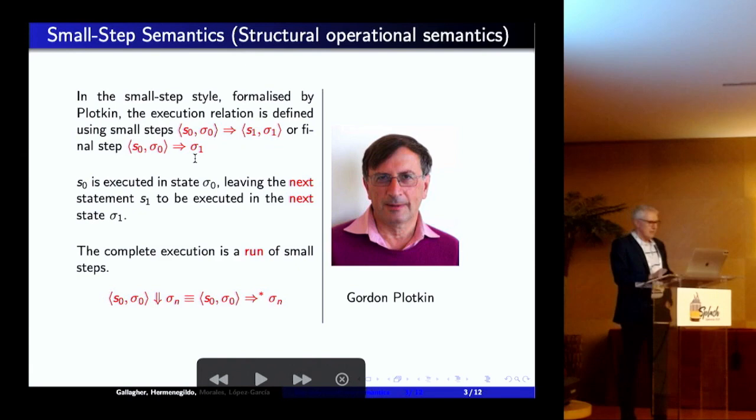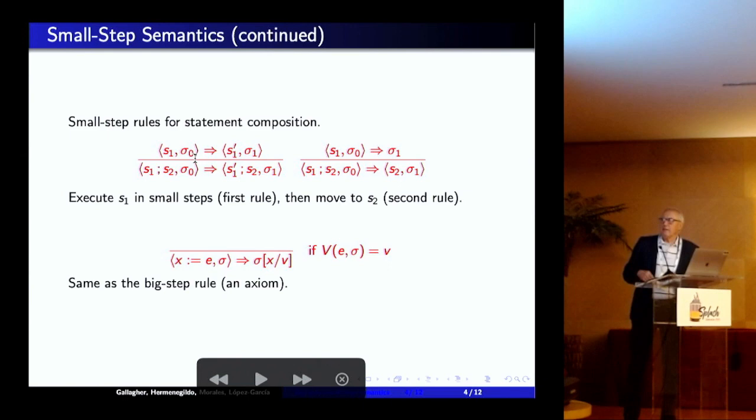To look at statement composition again, we have S1; S2, and the first rule eats away at S1 in small steps until it's finished, and then moves to S2. So if S1 in one small step goes to S1 prime, then S1; S2 goes to S1 prime; S2 in the next state. And then if S1 does terminate in one small step, we move with that resulting state to S2. Similarly, for axioms, things with nothing above the line, the small steps and the big steps are the same. They terminate in one small step.